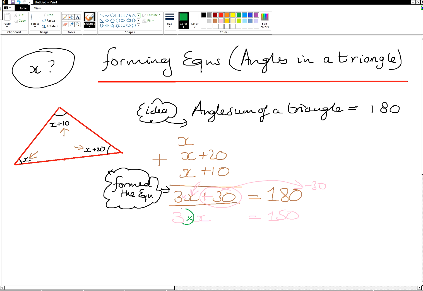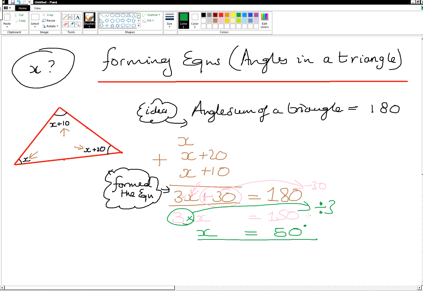So the opposite now, of times by 3, is? Divided by 3. Okay, so x is equal to 150 divided by 3, which is equal to? So x is equal to 50 degrees.